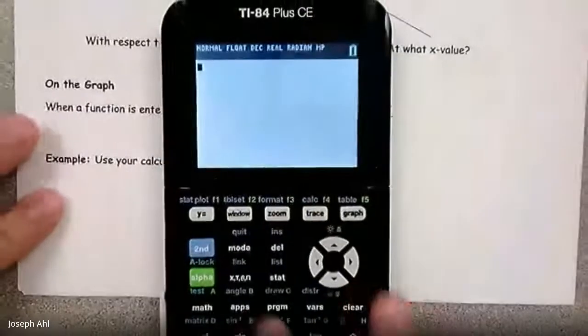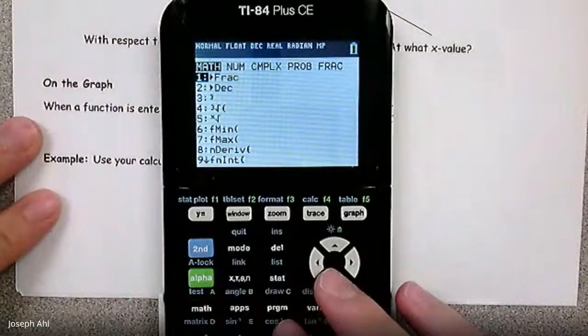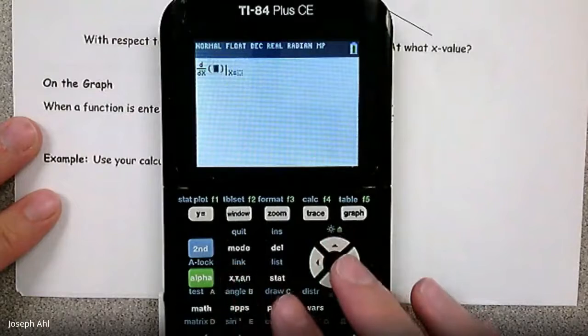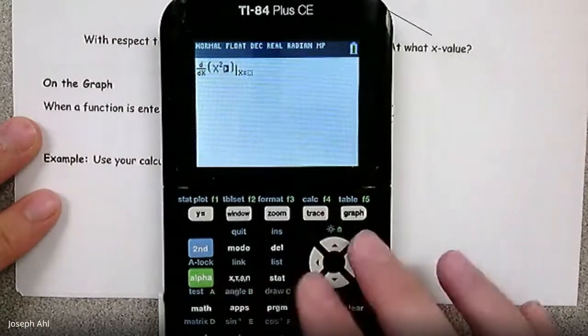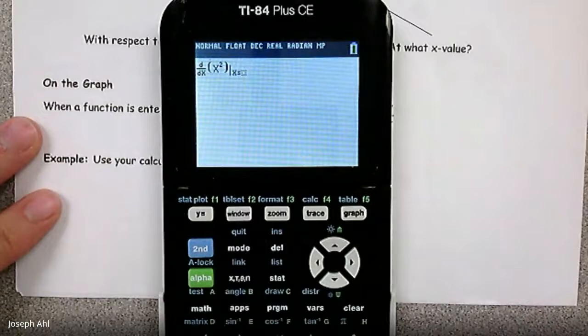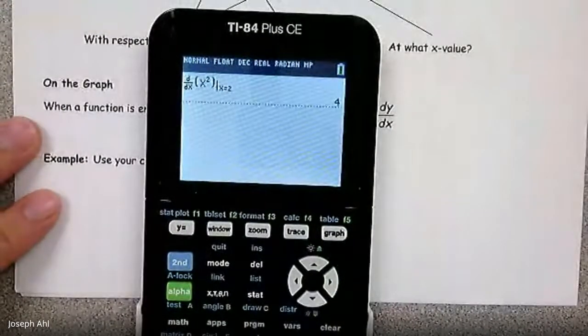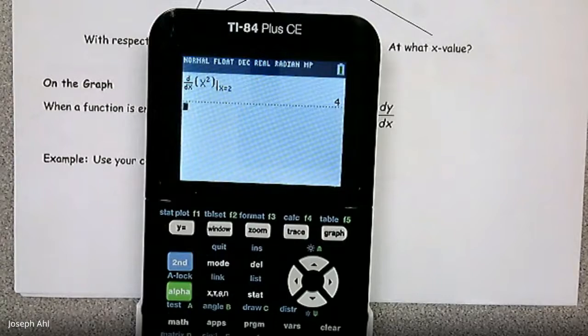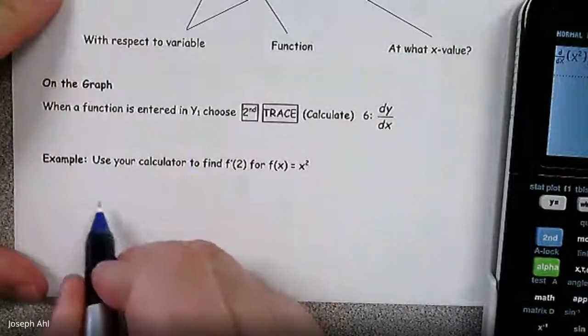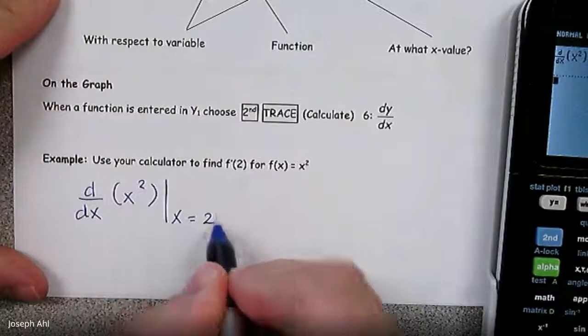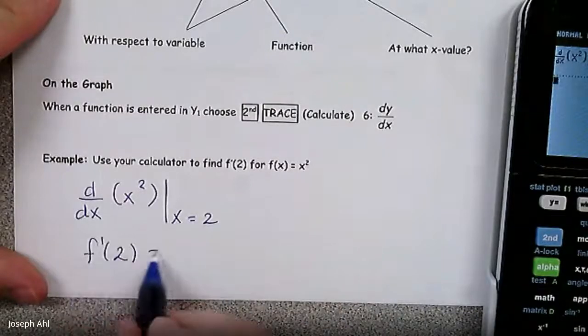On the calculator, if we hit Math and then choose option 8, nDeriv, we want to take the derivative with respect to x for the function x squared. It already has x equals entered for me there, so we're going to do x equals 2. Is that what I said? Yep, f prime of 2. And the slope of the tangent line at x equals 2 is 4. How nice is that? So f prime of 2 is 4 from the home screen. If I did nDeriv of d/dx of x squared at x equals 2, we find that f prime of 2 is 4.